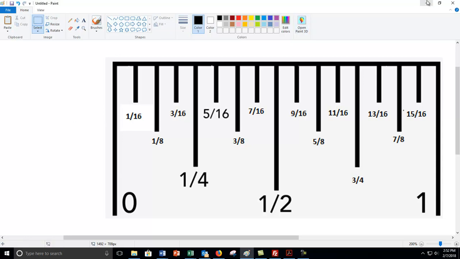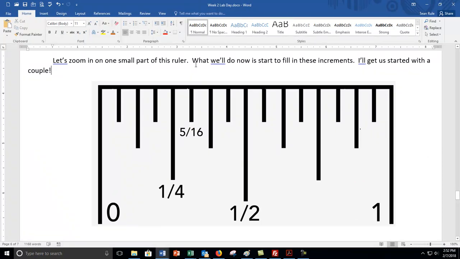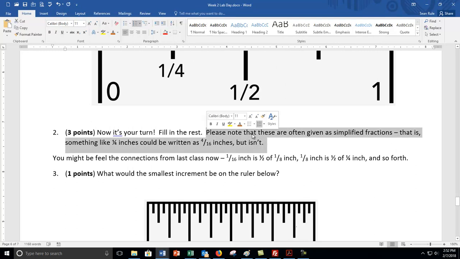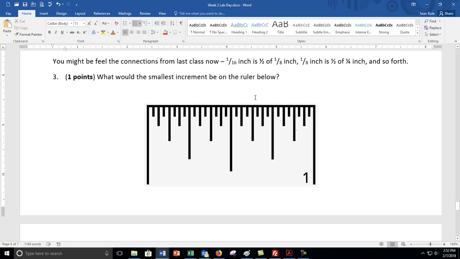All right, beautiful, beautiful. So I'm going to go ahead and minimize this for a sec and go back to our homework. Now it's your turn to fill in the rest. We just did that. Okay. Oh, actually, look at that. Please note these are often given in simplified fractions. Good. You read that then. Okay. What would the smallest increments be on the ruler below?